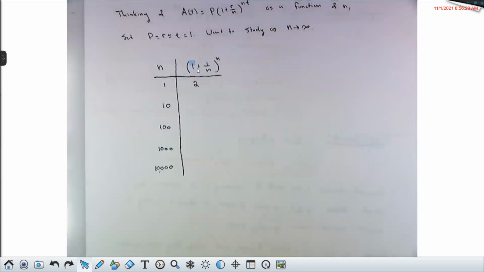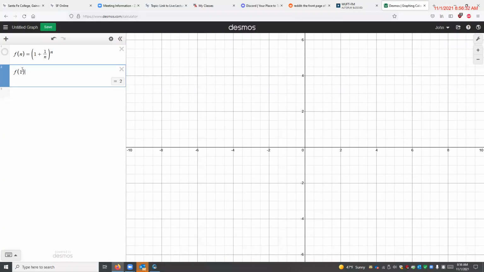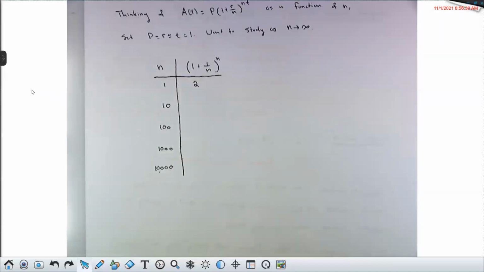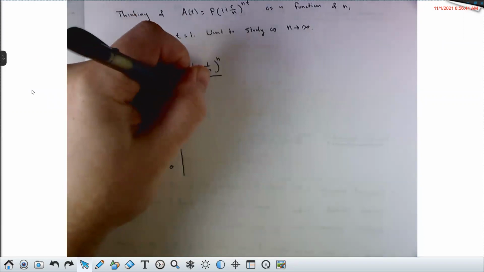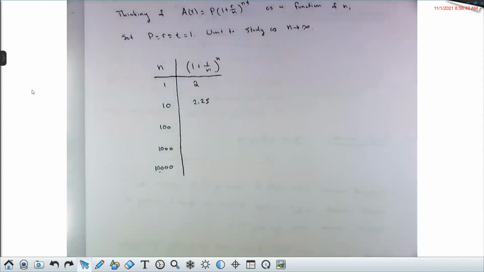If I plug in 10, then I've got 1 plus 1/10. Sorry, 1 plus 1/10 is 10 over 10 plus 1 over 10, which is 11 over 10. But then I need to raise that whole thing to the 10th power, and that's not something I want to do by hand.